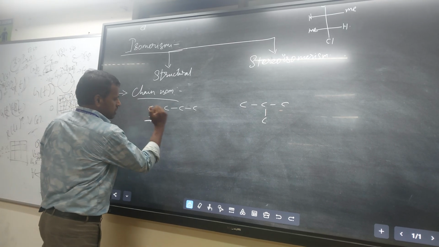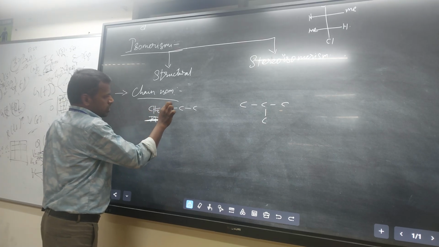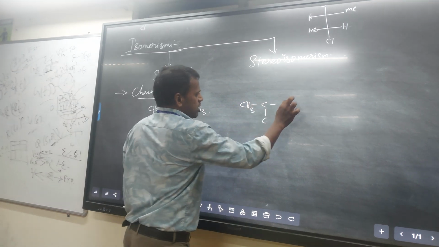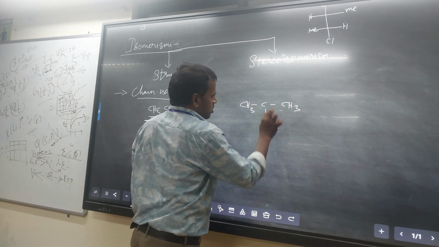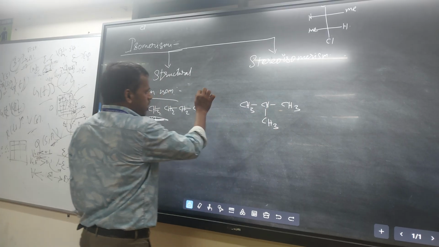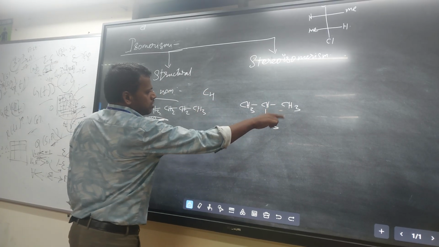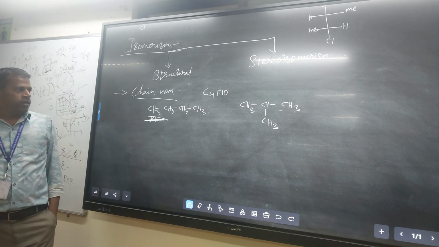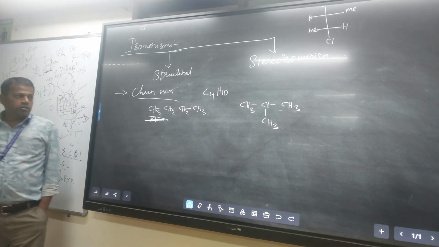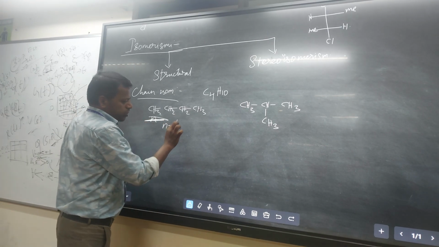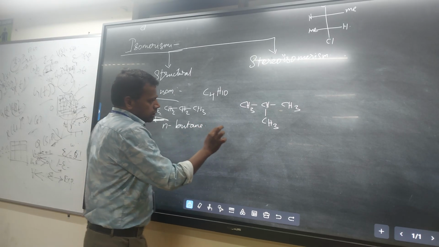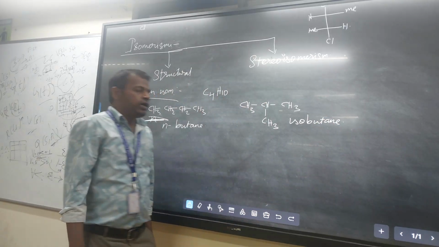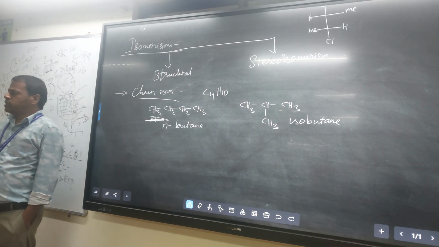You write CH3, CH2, CH2, CH3 and CH3, CH, CH3, CH3. What is the formula? C4H10. What is the name of the molecule? This is n-butane, and this is isobutane. This is an example.